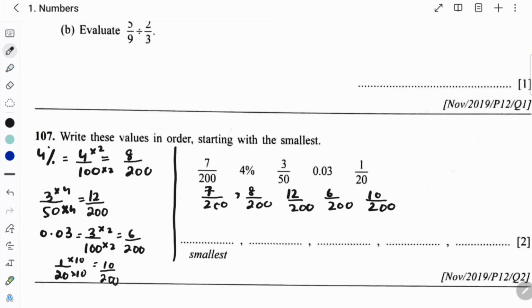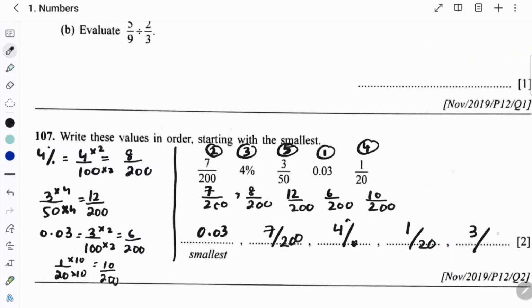So the first one is 0.03, the 6 over 200, and then 7 over 200 is the second one. The third one is 8 over 200, which is 0.04. The fourth is 10 over 200, which is 1 upon 20, and the fifth one is 3 over 50, which is 12 over 200. So it is 0.03, 7 over 200, then 4%, then 1 over 20, and then 3 over 50.